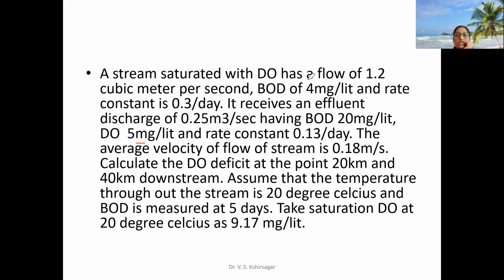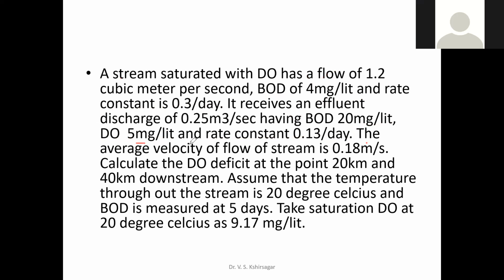So what I was telling: a stream saturated with DO means these are the properties of the stream, up to this point. So what are the properties? It has a flow of 1.2 meter cube per second, BOD 4 milligram per liter, and rate constant 0.3 per day. It receives an effluent discharge; now the effluent properties start from here. The effluent discharge is 0.25 meter cube per second, its BOD is 20 milligram per liter, its dissolved oxygen level is 5 milligram per liter, and its rate constant is 0.13 per day. Up to this are the properties of the stream, and above that are the properties of the effluent.